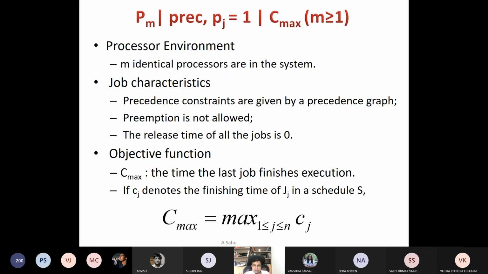And there is another problem. Suppose there is a problem P m, prec, p_j equal to 1, C max. What is this problem? Can someone please tell what this problem is?